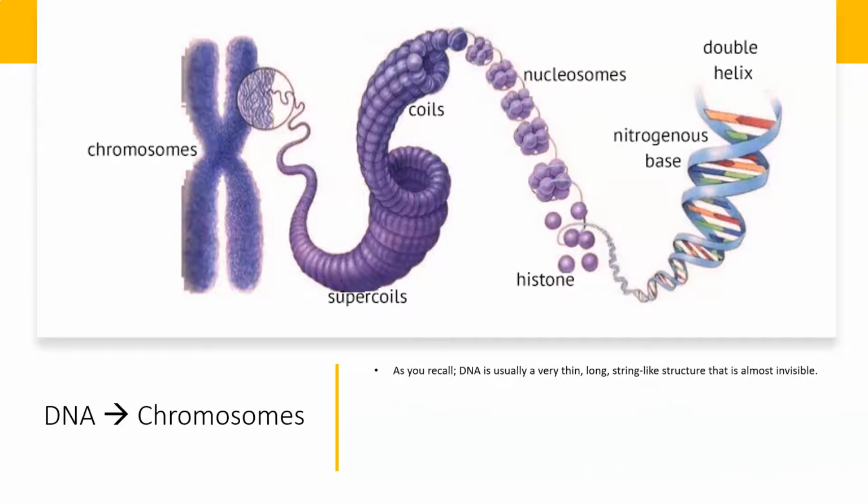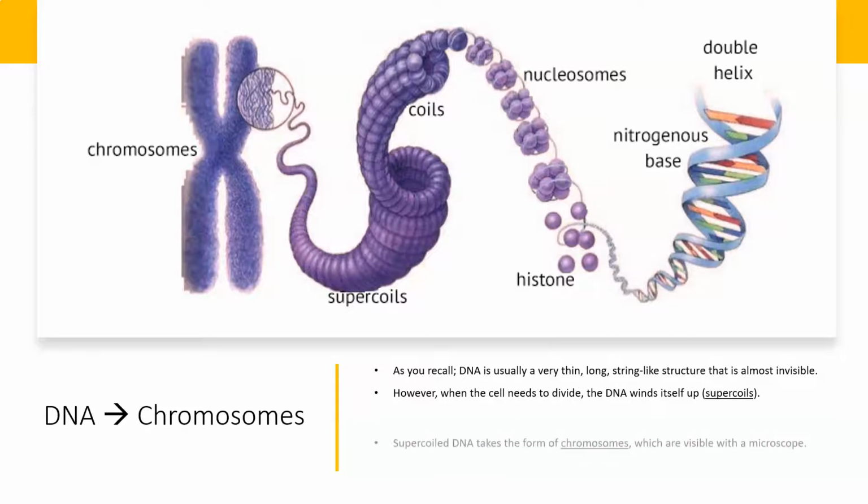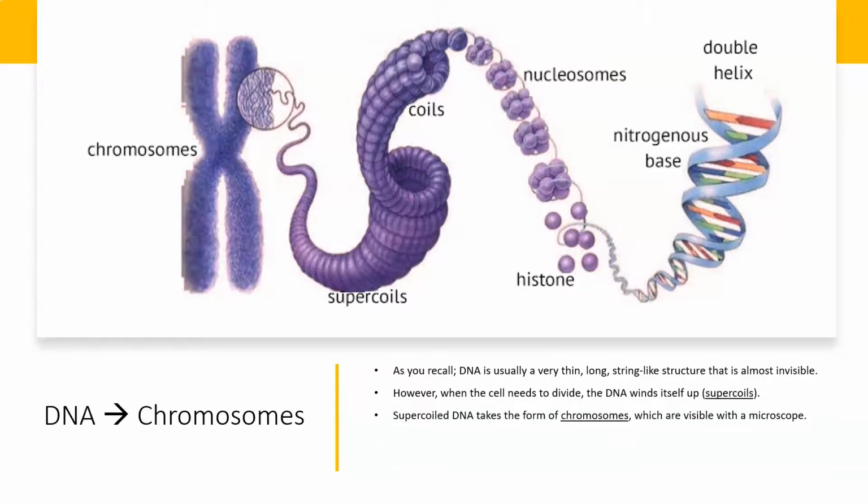As you recall, DNA is usually a very thin, long, string-like structure that's almost invisible. However, when the cell needs to divide, the DNA winds itself up. It supercoils, okay? That's the supercoil we're talking about here. Supercoiled DNA takes the form of chromosomes, which are then visible under a microscope. This helps the DNA to stay organised whilst the cell's dividing. We'll have much more of that when we move on to part 2.